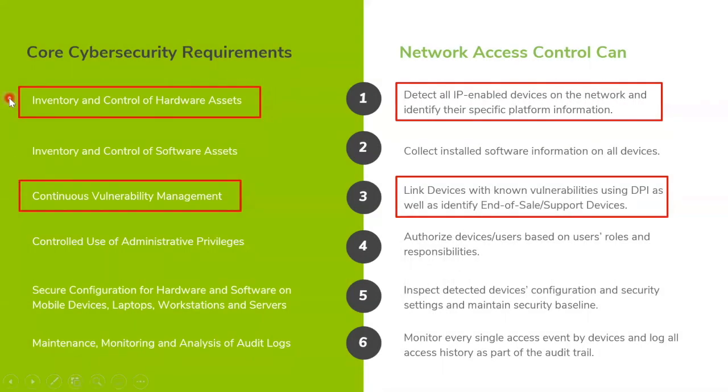So how does network access control correlate with these core cybersecurity requirements? What we've done here is we've correlated the core requirements to network access control features. Specifically, inventory of hardware and assets on the network, network access control systems. Most of them can detect all IP-enabled devices on the network. Whether or not they can identify the very specific platform, we'll talk a little bit more about that in the upcoming slides. Also, being able to continuously manage the vulnerabilities. That is a more challenging piece.